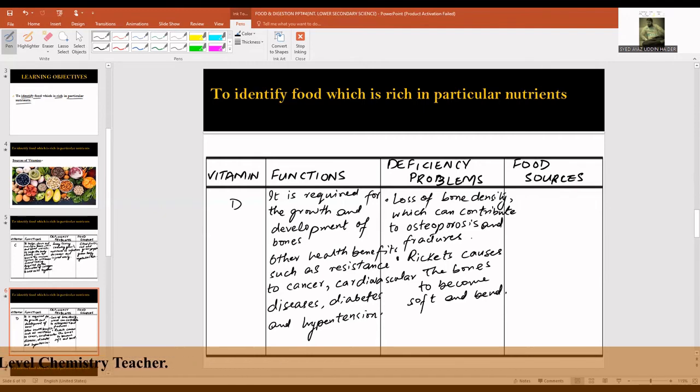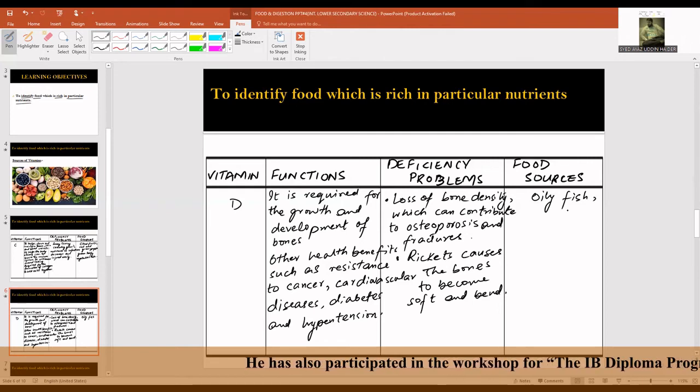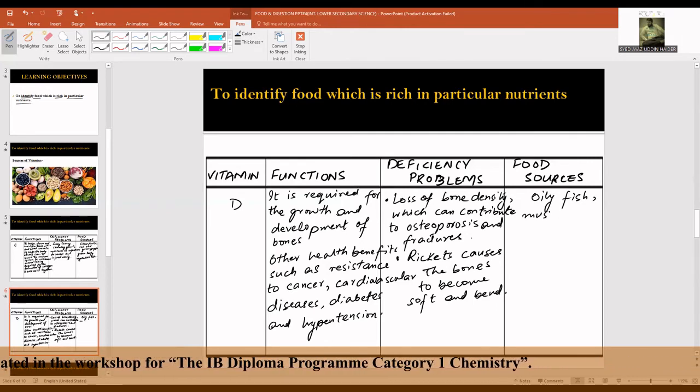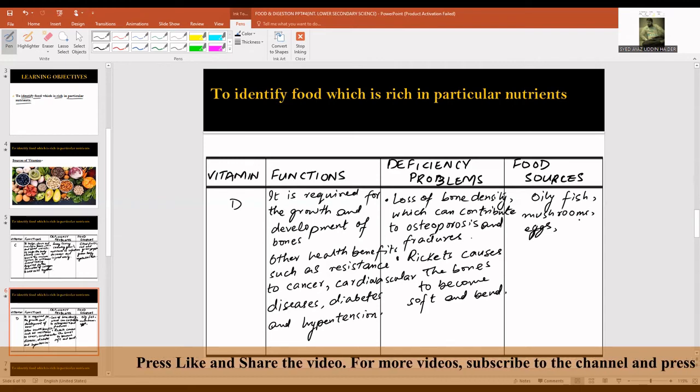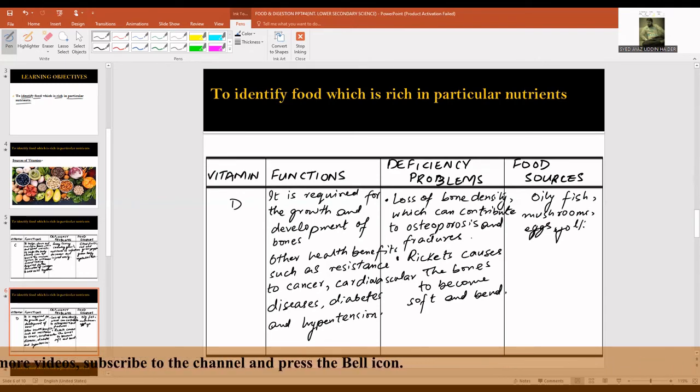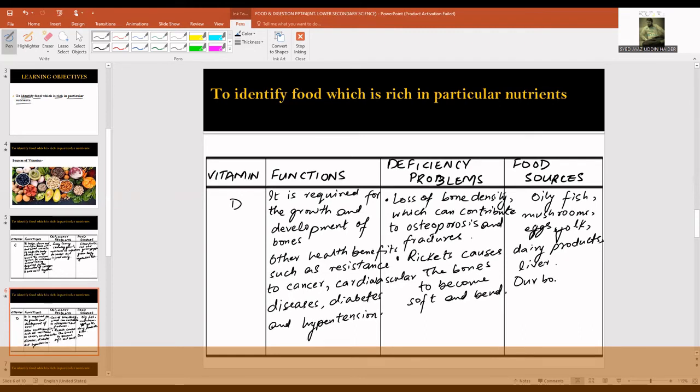Food sources include oily fish, mushrooms, eggs, yolk, dairy products, liver. Our body also produces vitamin D on exposure to sunlight.